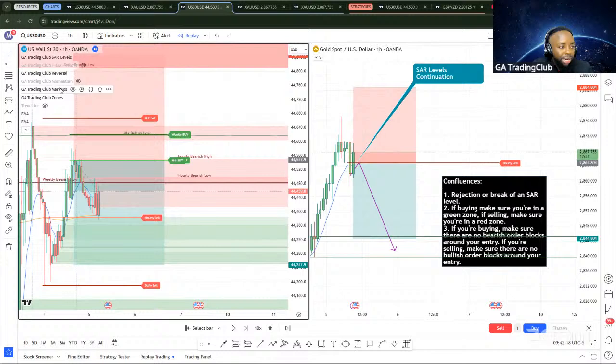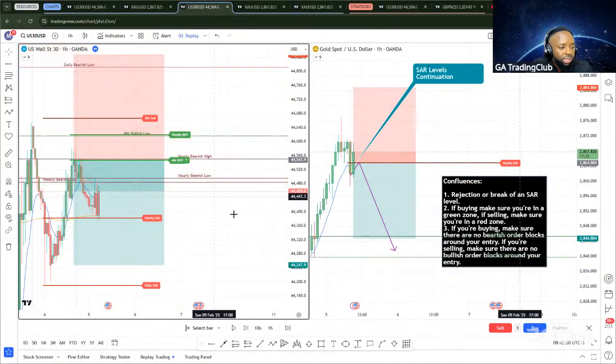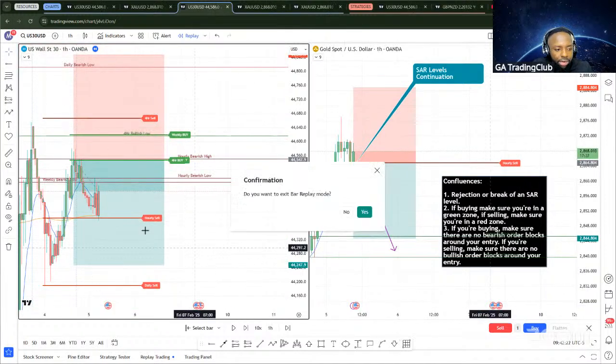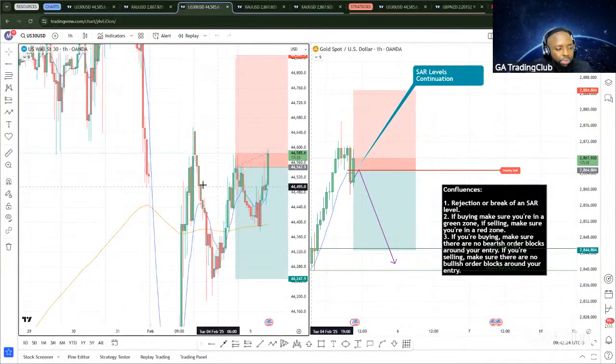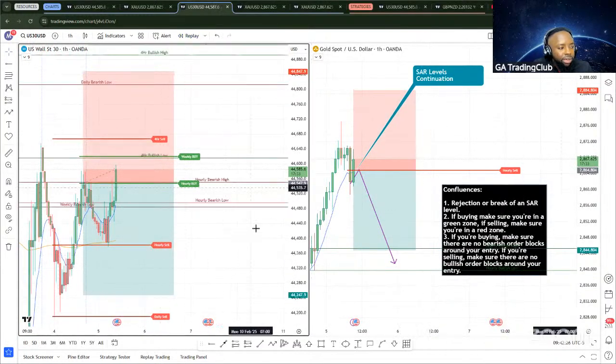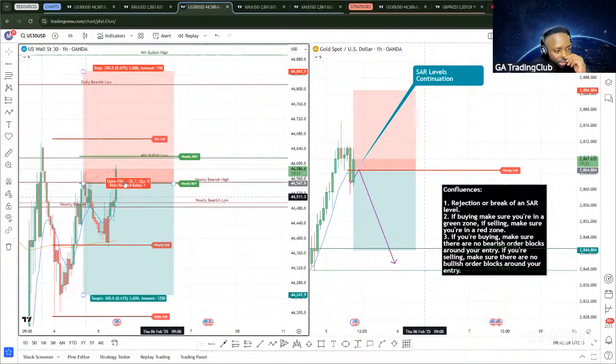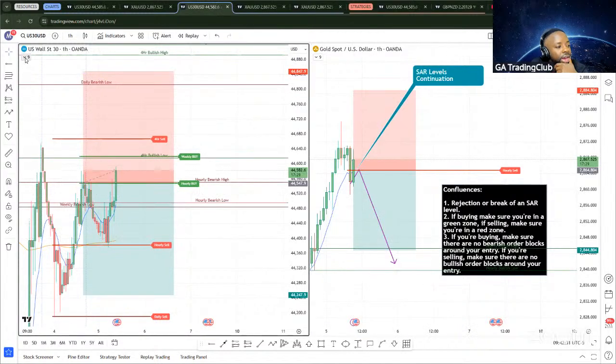For US 30, I'm still following this trade so that I can document it on the PDF that I'll create. That's pretty much why I have that marked up. But if you see where US 30 is heading right now, we are heading to another SAR level. So we have this weekly buy right here.